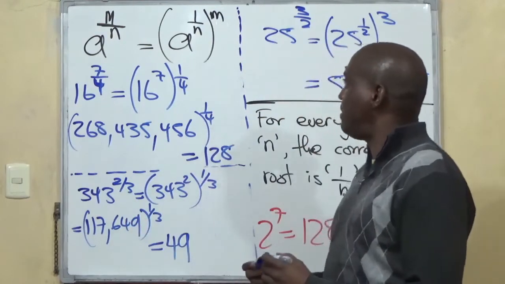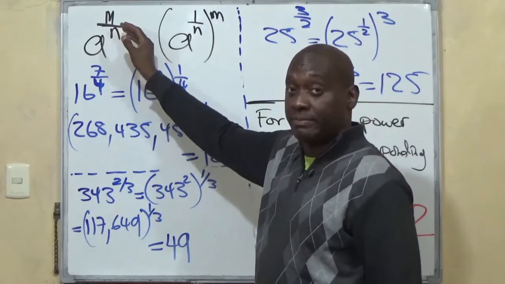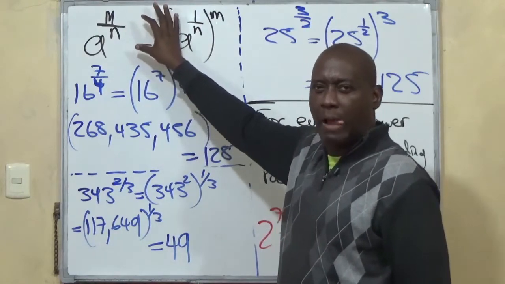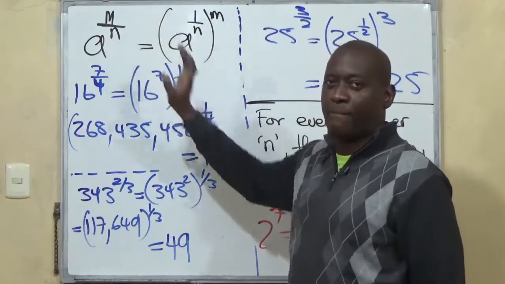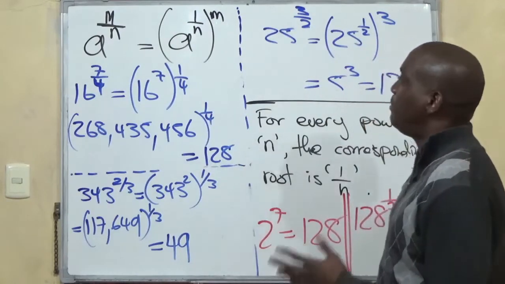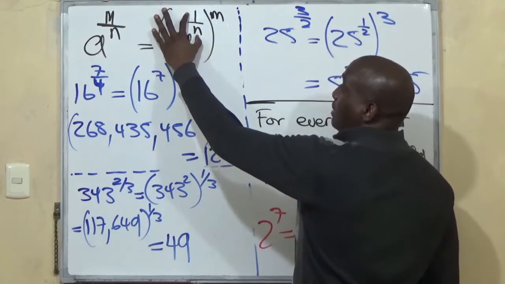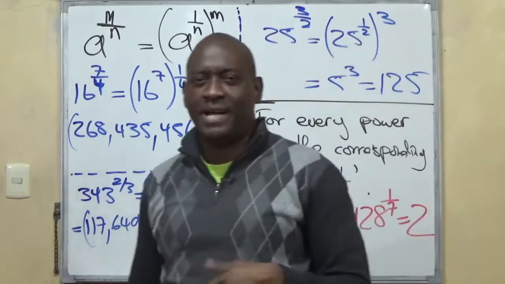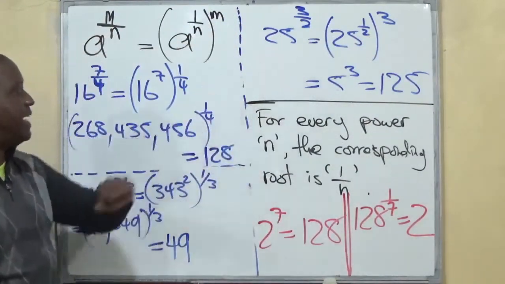So anytime you have a situation where you have a rational power, which can be broken down as a root represented by 1 over n multiplied by another power, then use the root first. I'm trying to help you out here. Right? So let me deal with this one here.